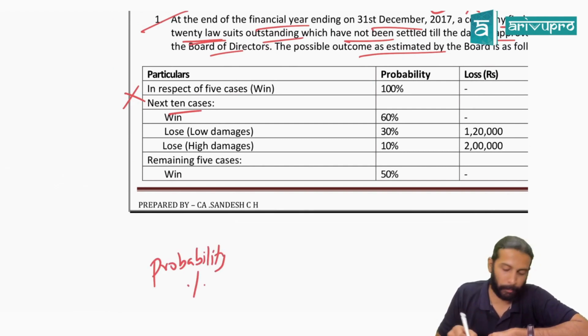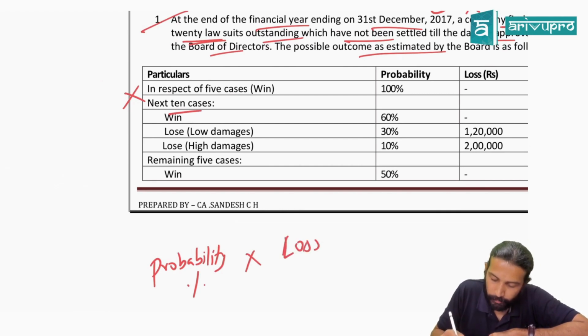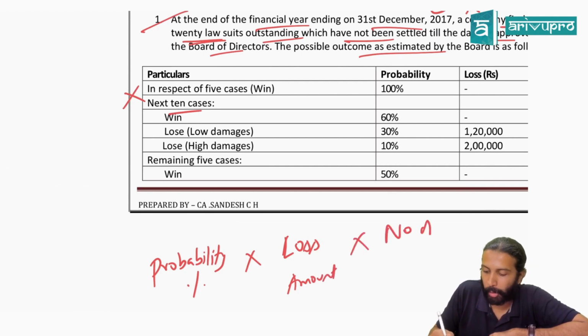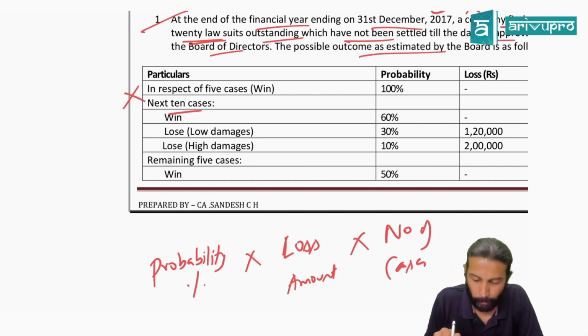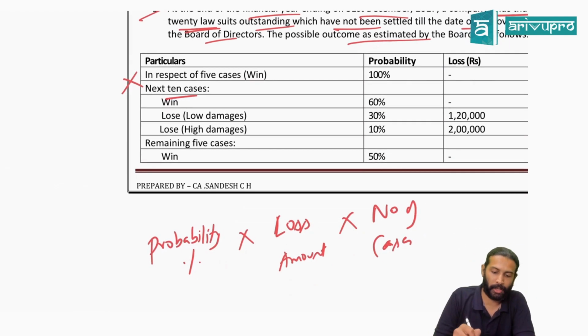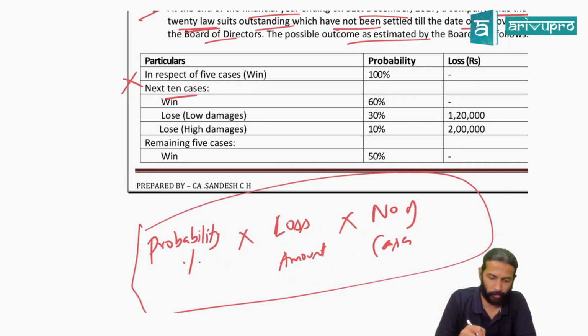Take the probability percentage, multiply it by the loss amount, multiply it by the number of cases. That's it. This will give you either the provision amount or the contingent liability amount. Here we are booking a provision or a contingent liability. That's all your formula. It's not actually a formula there.